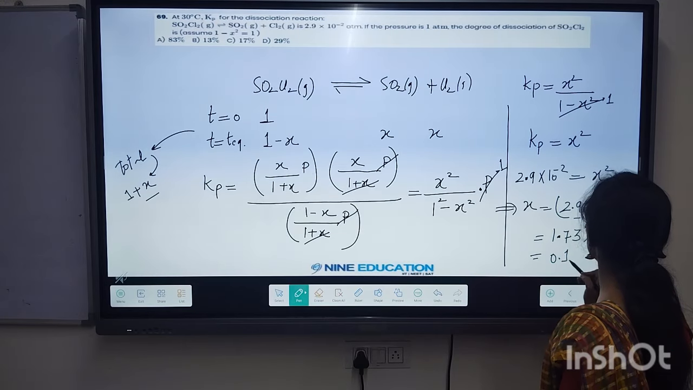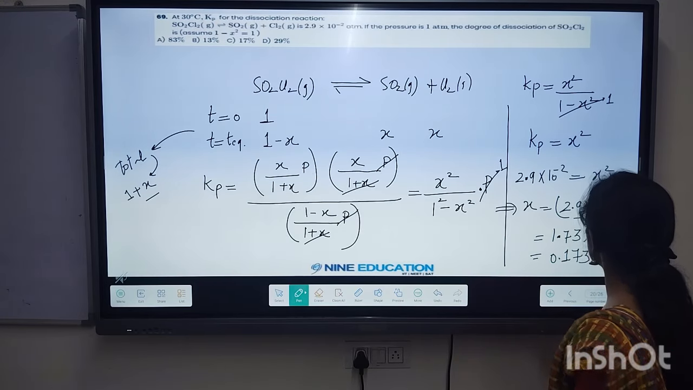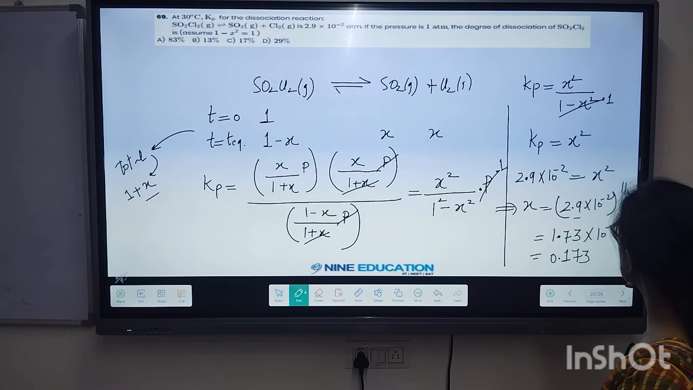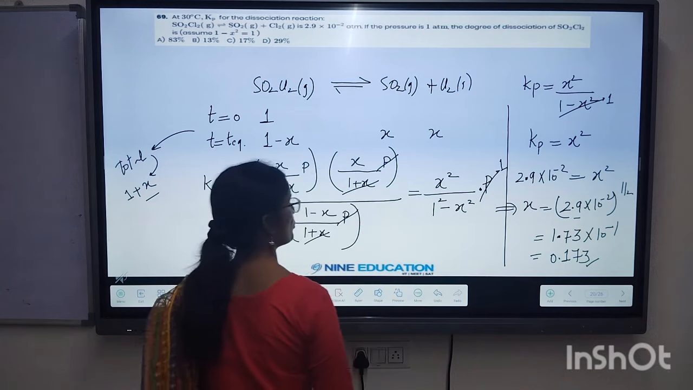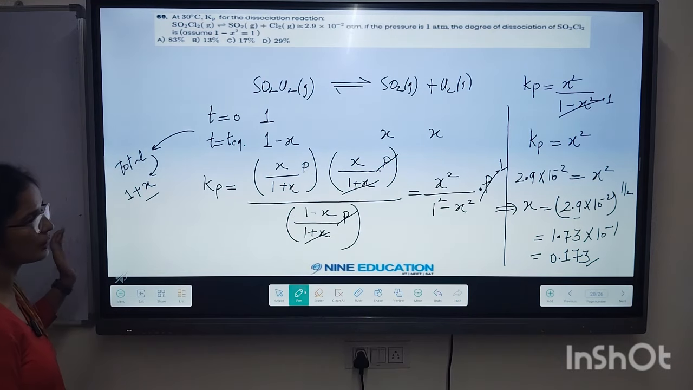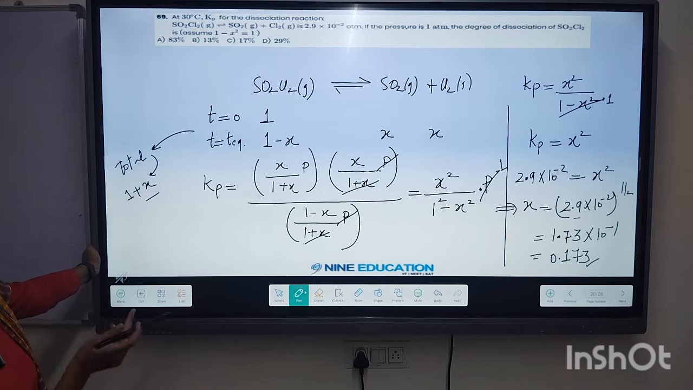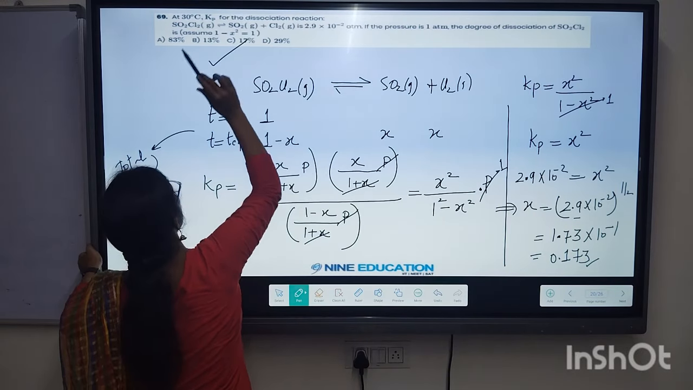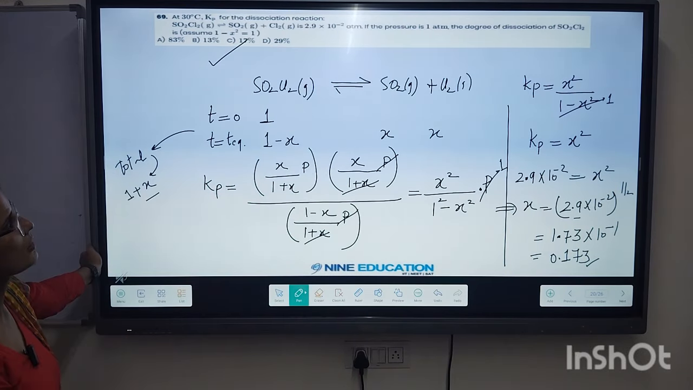So what will be coming here is 0.173. This is the moles of SO2Cl2 which is dissociated. We started with 1 mole, and out of this 1 mole, 0.173 mole has been dissociated, meaning around 17.3% of the SO2Cl2 is dissociated. So the correct option will be C when we talk in terms of percentage.